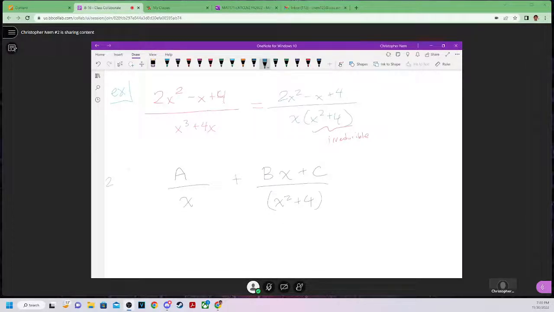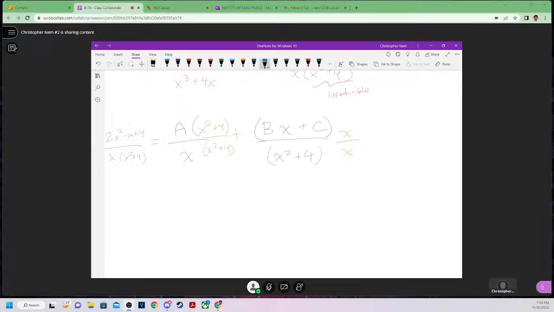So I have 2x squared minus x plus 4 over x cubed plus 4x equals this. Now, how do you add these fractions together? I'm going to put parentheses there telling you that bx plus c comes together. But to add these fractions, you have to get the least common denominator. This has an x already, so I'm going to multiply it by x squared plus 4 over x squared plus 4. The second one is missing an x, so I'm going to multiply this by x over x.